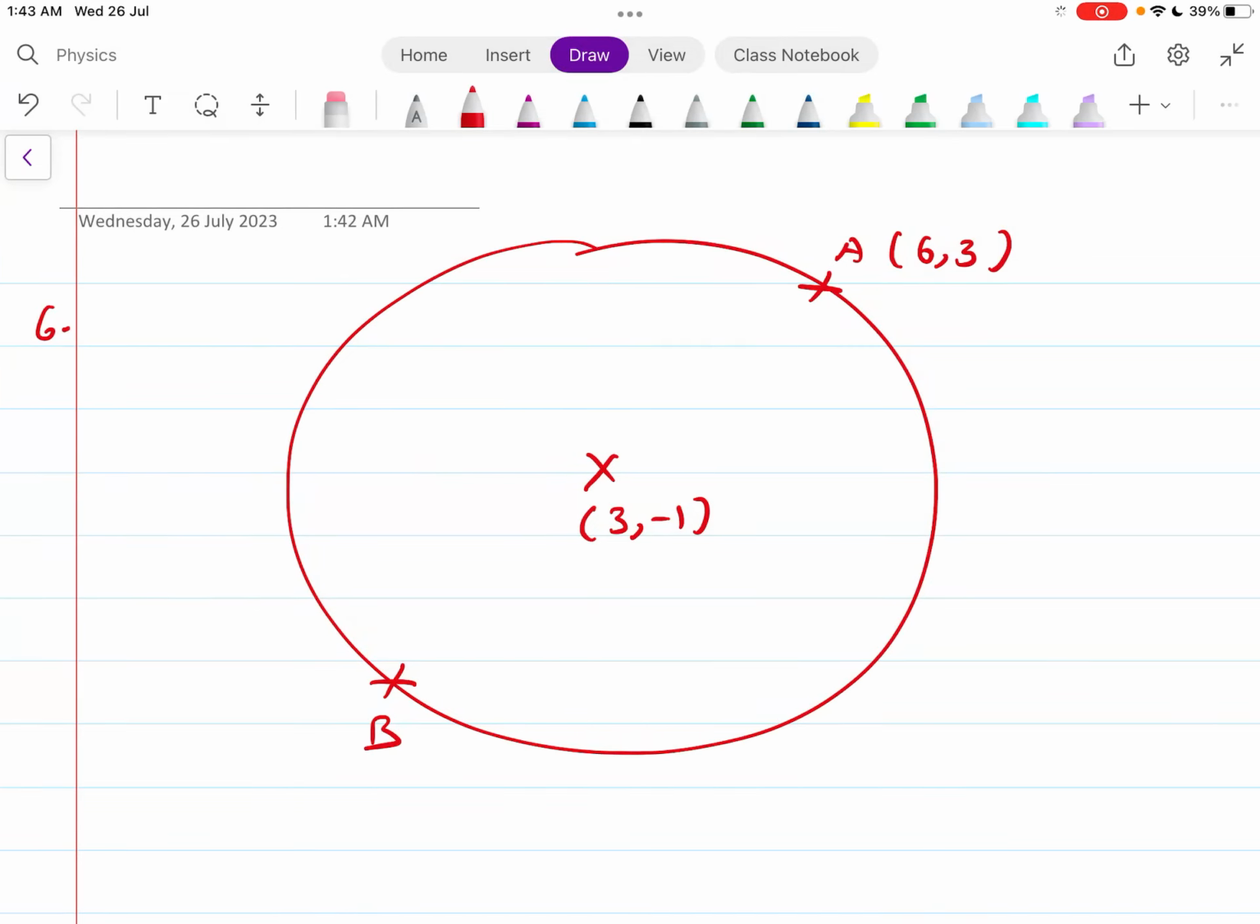Okay, so let's go through question 6. We have this C1, right, center (3, -1), diameter AB, where A is the point (6, 3). Find the radius of C1 and the coordinate B.